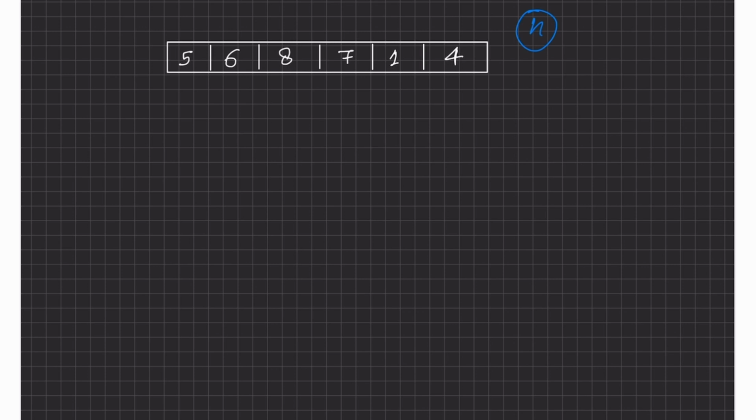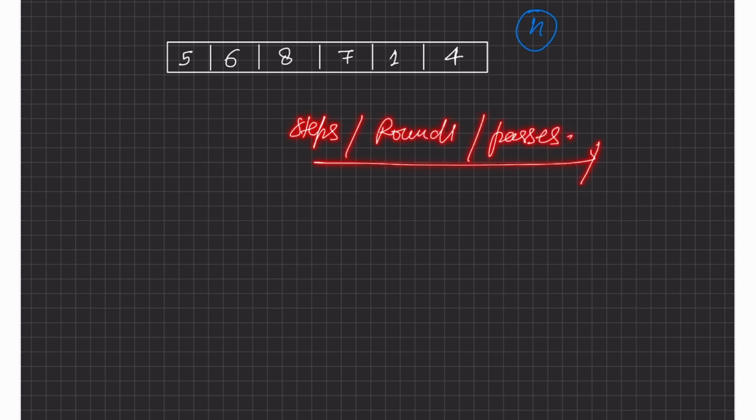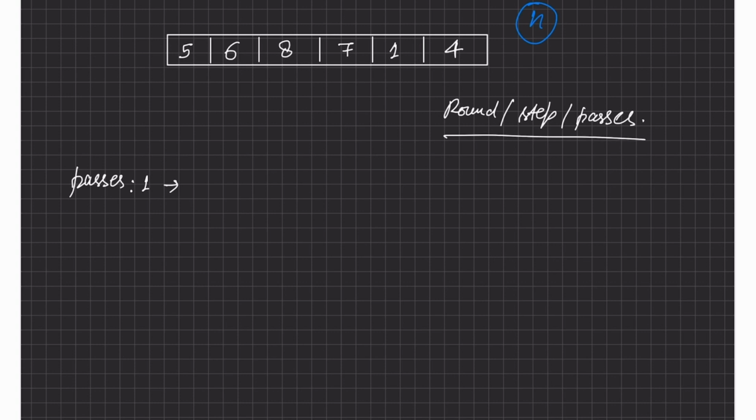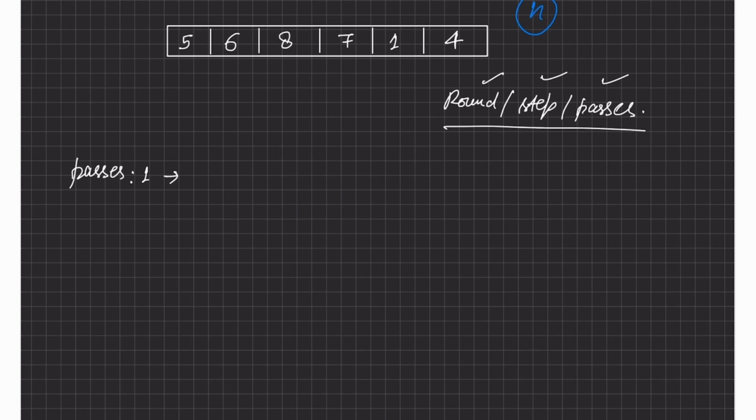We perform a number of steps, or you can say rounds, or passes, to sort the elements. We would be sorting each element of this array at every step. So I have taken passes, but you can call it whatever you like: round, step or pass. At the first pass, let's write the elements of this array, and then we are going to sort the element at every step. This is what selection sort is: we select the element and sort the elements one by one.